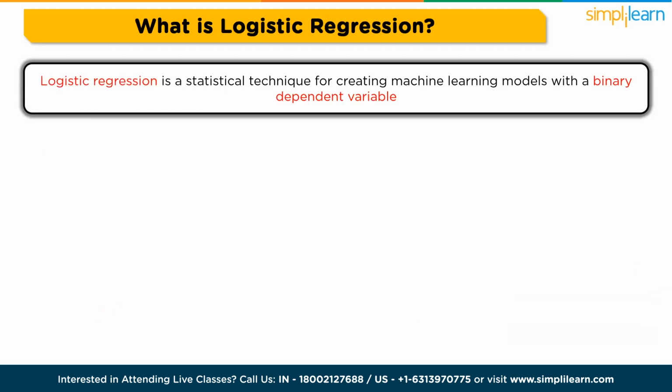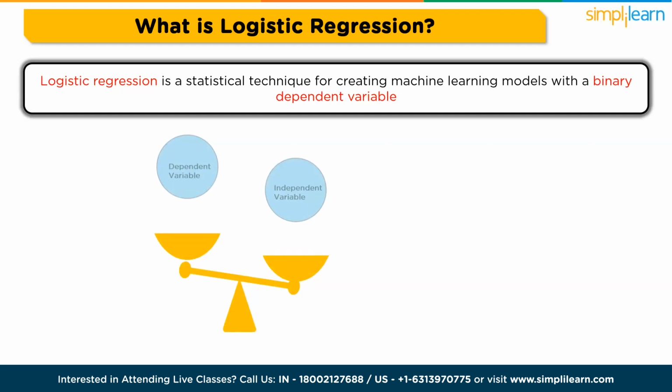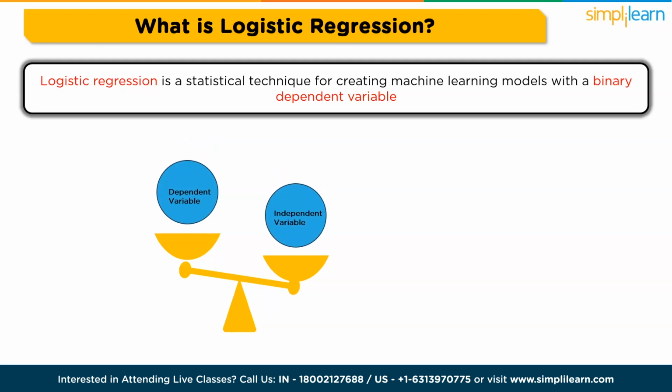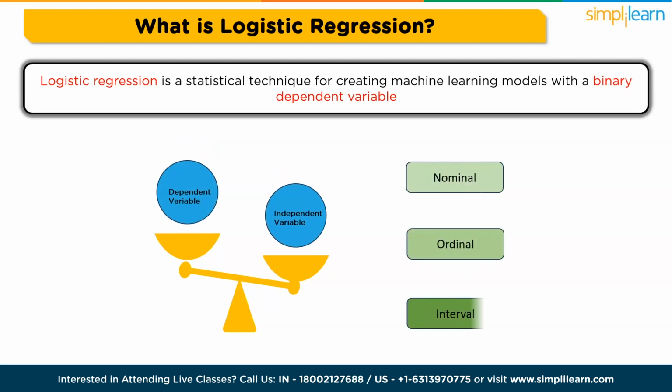Logistic regression is a statistical technique for creating machine learning models with a binary dependent variable. It describes the relationship between two variables, a dependent variable and one or more independent variables, which can be nominal, ordinal, or interval types. This method employs the logistic function, also called the sigmoid function, with output values constrained between 0 and 1.